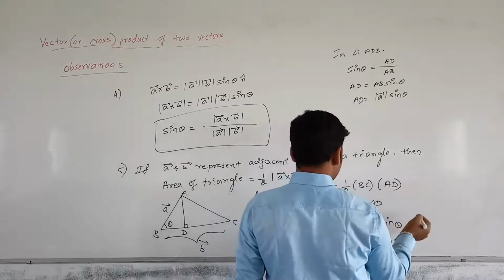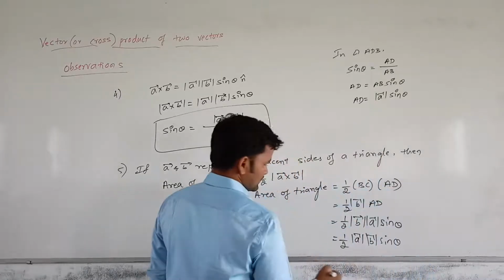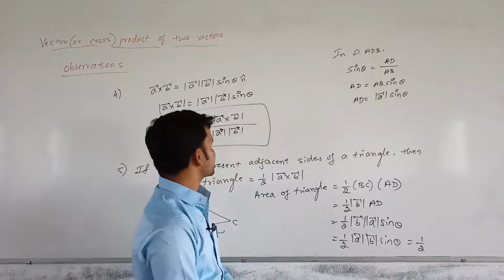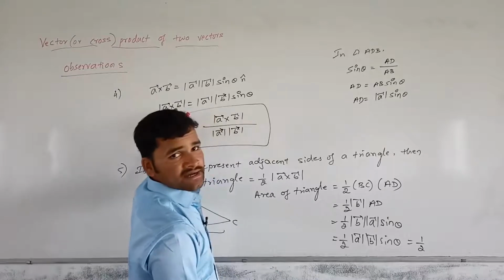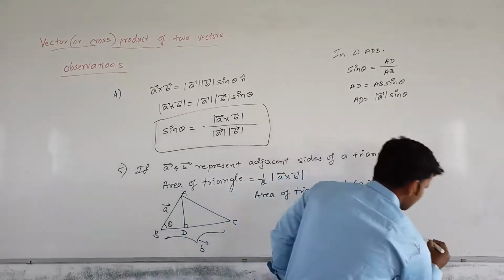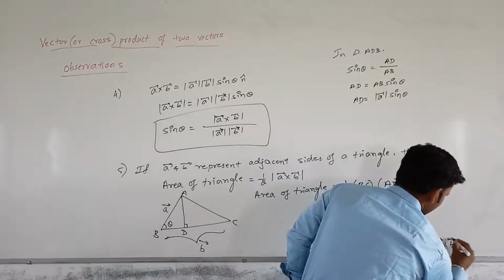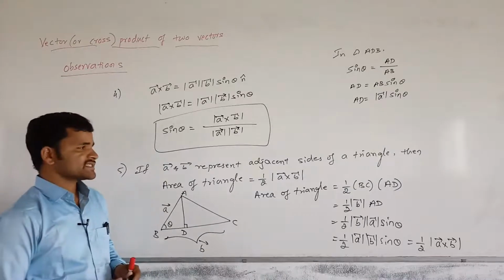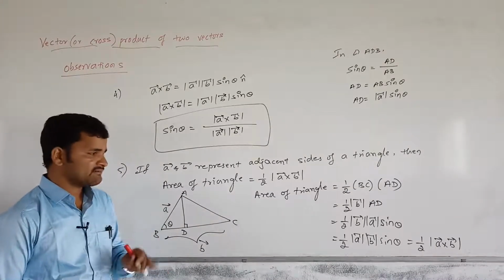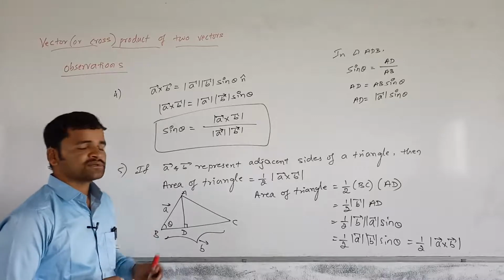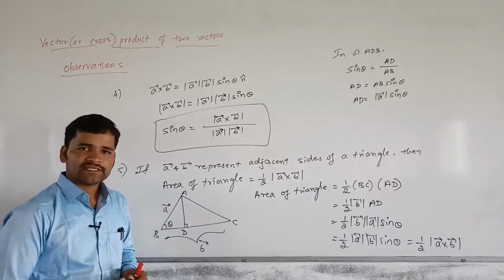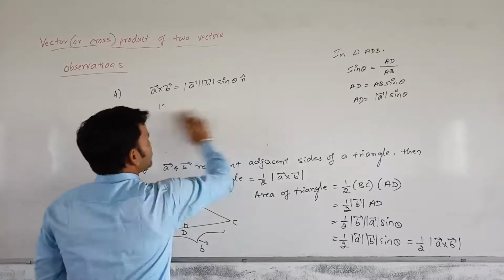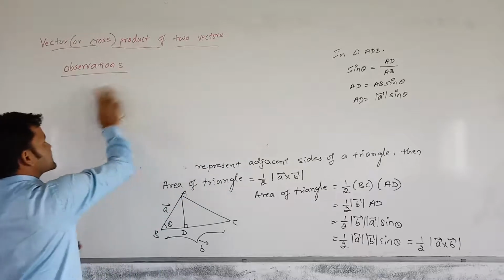Now we have this equal to, let me write it here only, half into, what is this? Magnitude of vector a into magnitude of vector b into sin theta. That is nothing but magnitude of a cross b. So this is half into magnitude of a cross b. Okay, now we have proved that the area of a triangle whose adjacent sides are represented by vector a and vector b is half into magnitude of a cross b. Now, one more observation is there, that is the sixth one.